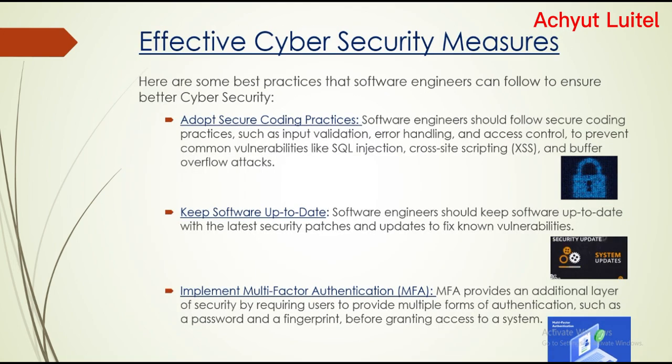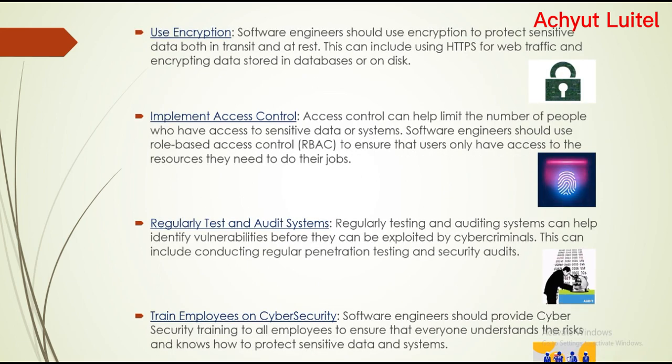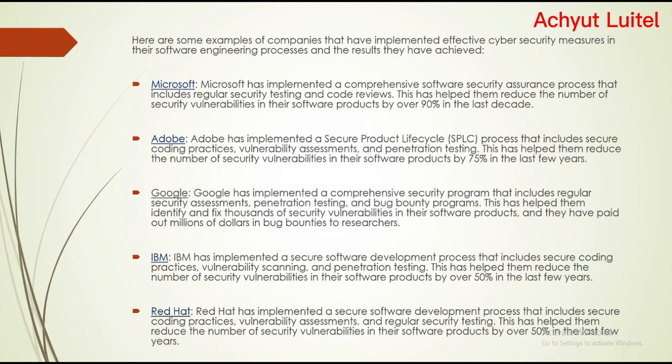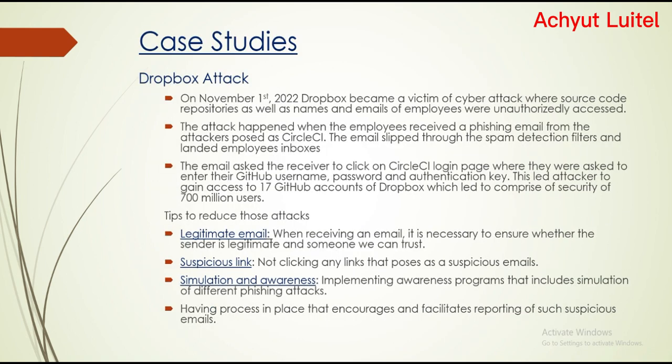So the next one is effective cybersecurity measures. This would include adopting secure coding practices, keeping software up to date, implementing multi-factor authentication, using encryption, implementing access control, regularly testing and auditing systems, training employees in cybersecurity. So these are some of the examples of the companies that are implementing effective cybersecurity measures, such as Microsoft, Adobe, Google, and so on.